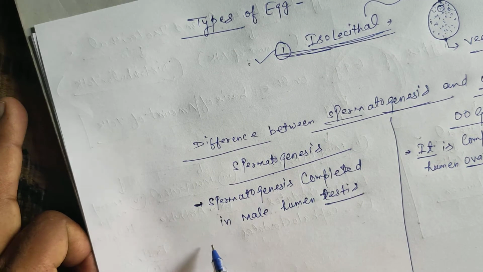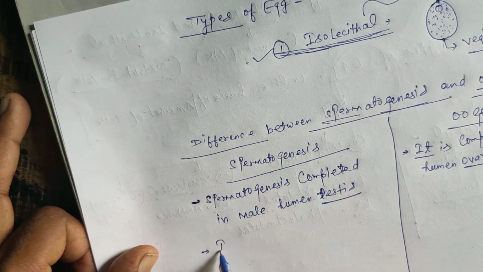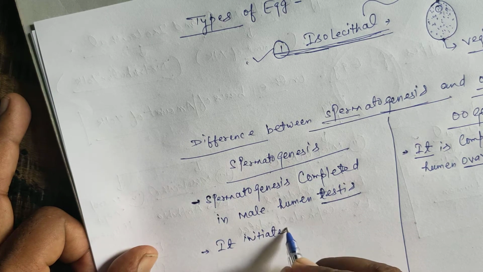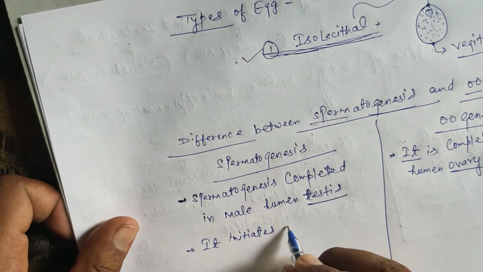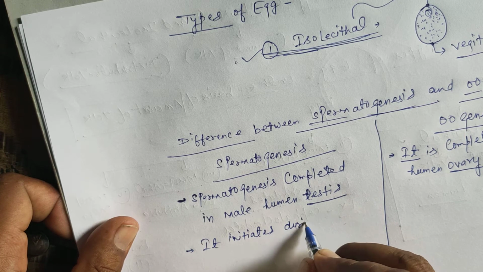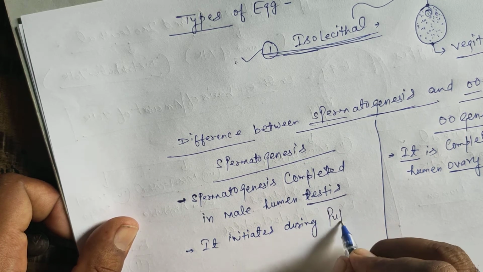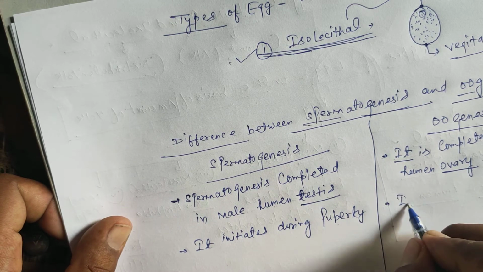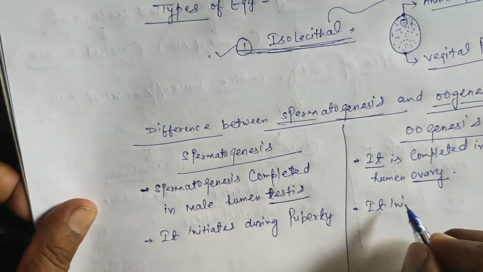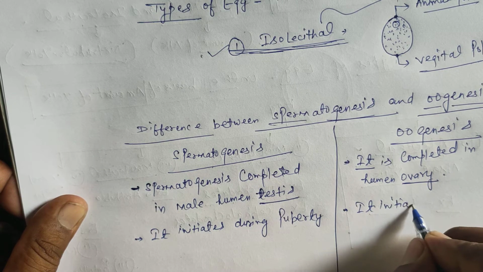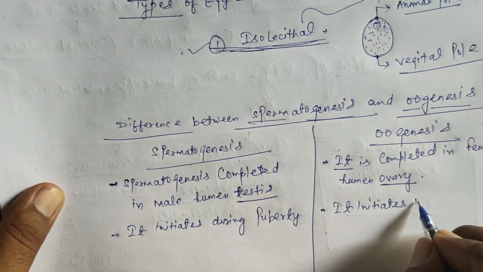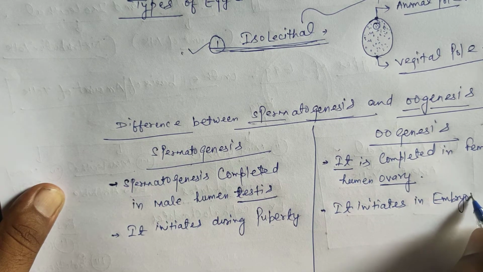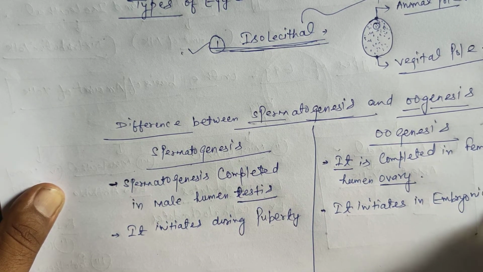Second, spermatogenesis initiates during puberty, but oogenesis initiates in the embryonic stage.